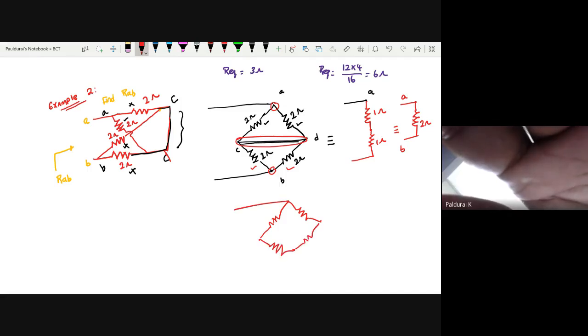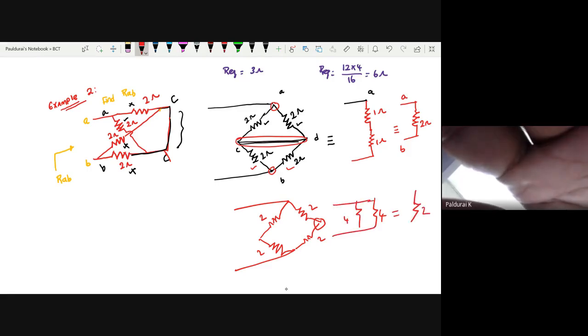Okay, now take this is 2, this is 2, this is 2. Now these two are in series, because only one point is connected. So this 2 and 2 in series will give you 4. These two in series will give you another 4. Now these two in parallel will give you 2.